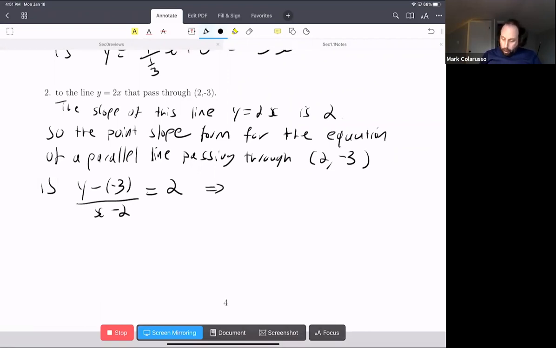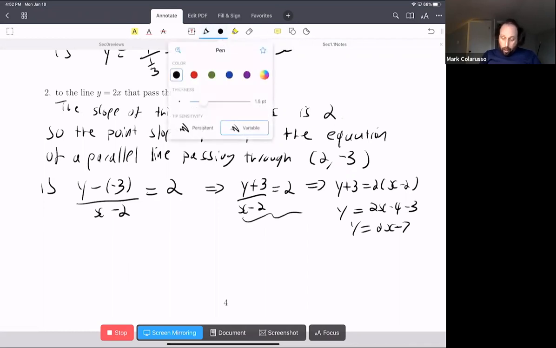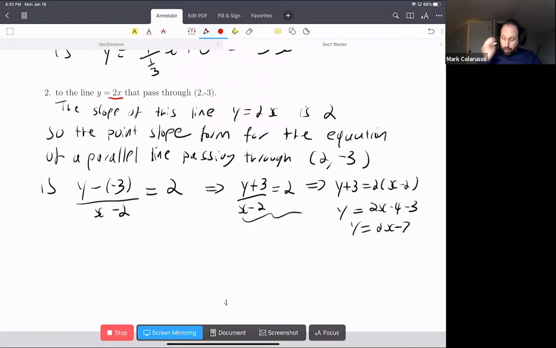And if you want, I can solve this. So (y plus 3) over (x minus 2) is 2. I always like putting things in slope-intercept form, but you could leave it like this, I guess. So you get y is equal to 2x minus 4 minus 3. So you get y is equal to 2x minus 7. So that's the line parallel, with the same slope as 2x, but passing through the point (2, -3). So parallel.